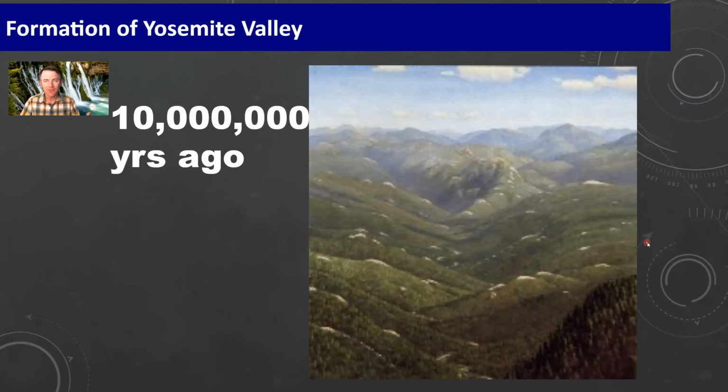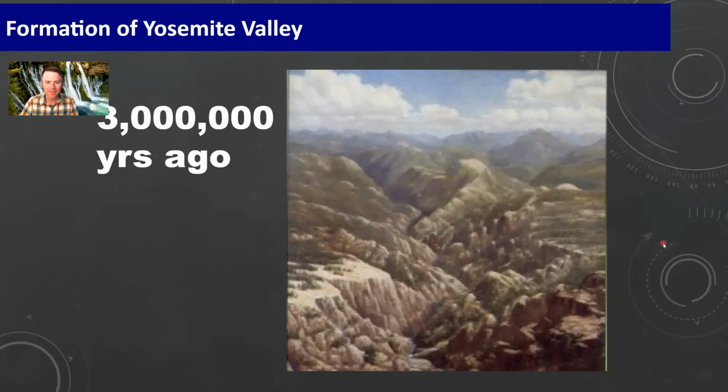We find fossils in the areas around Ione and Calaveras County and places like that. We find tropical ferns and things like that. So that's about 10 million years ago. And by about 3 million years ago, the uplift of the Sierra starts happening, which causes steeper gradients. The rivers start downcutting much more quickly. And so you start getting the erosion.